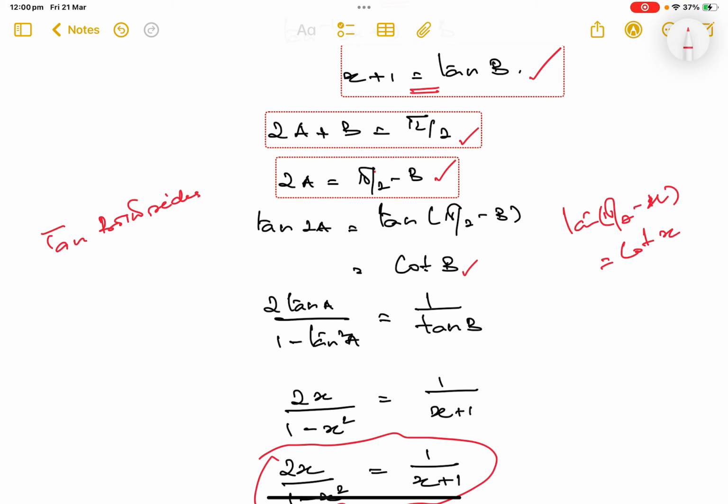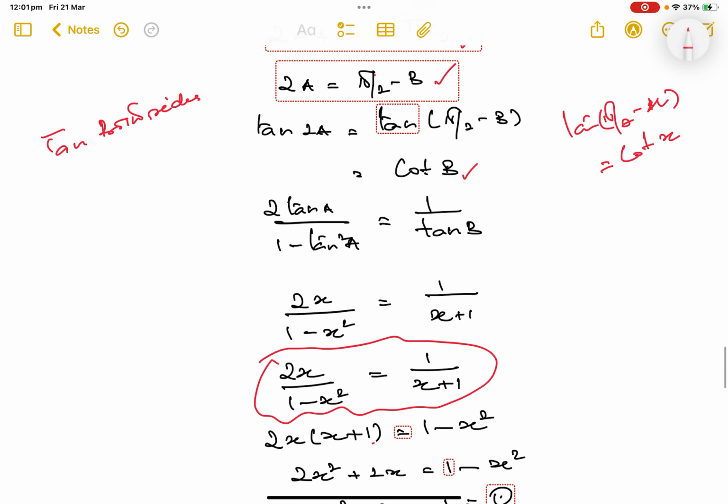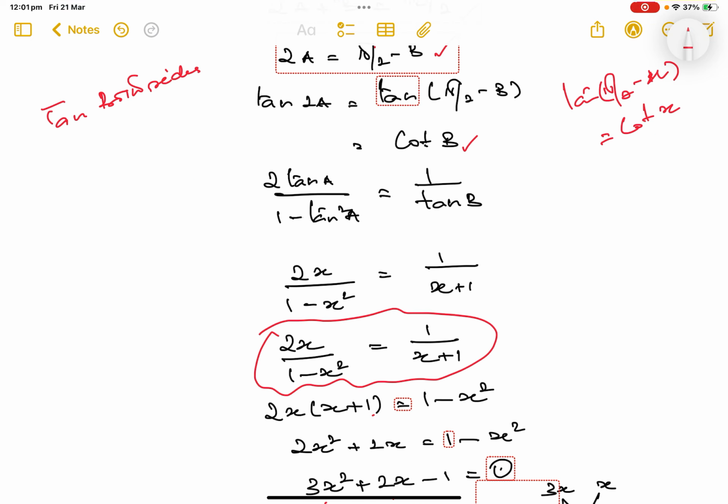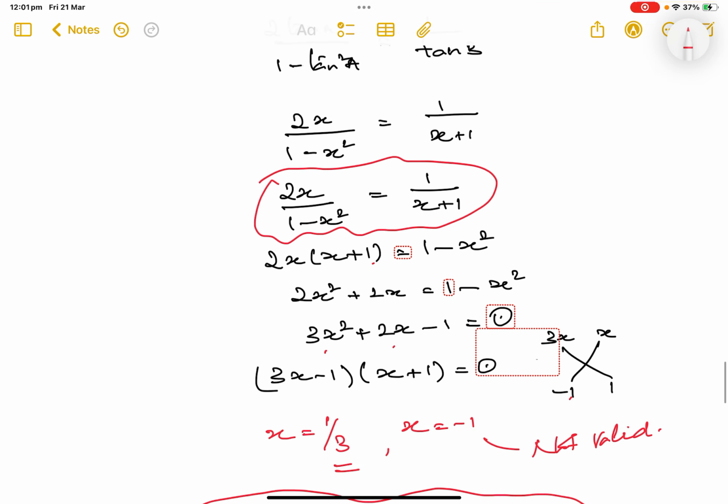Tan 2A, we can make it in single angles. So 2 tan A divided by 1 minus tan squared A equals 1 over cot B, which is 1 over tan B. So simple, we have got all single values. Tan A is x, we just took tan A as x, or A is tan inverse x. So if you substitute that, 2x over 1 minus x squared equals 1 over x plus 1, because tan B is x plus 1.